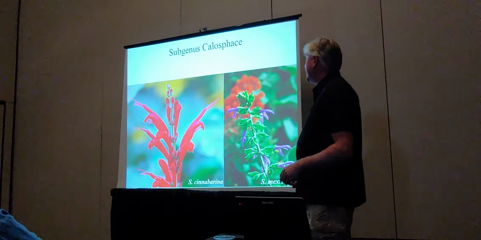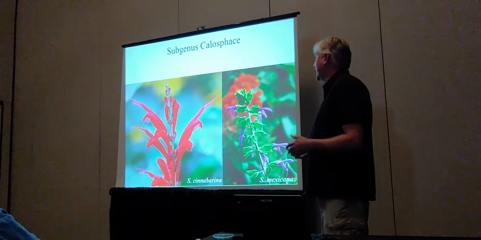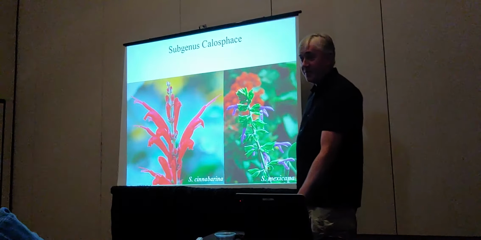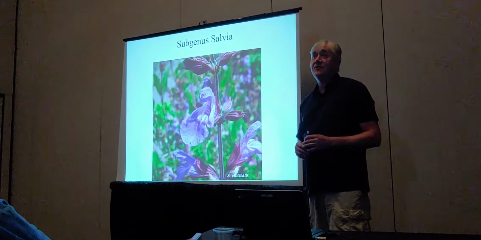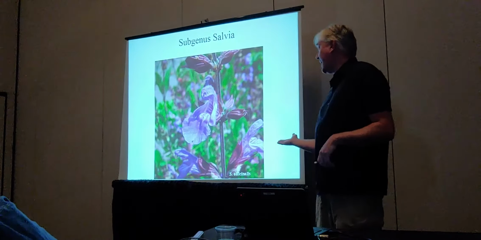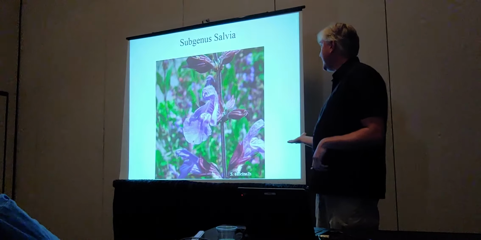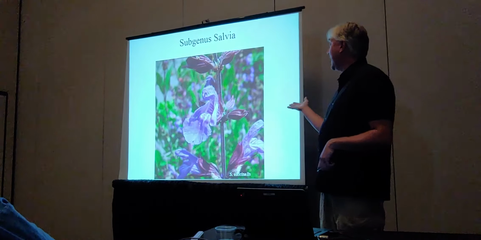The first subgenus we've already named is Calosphace, and this again is Mexican, South American, with about 600 species. The next is subgenus Salvia. This is primarily Mediterranean, Southwest Asian. This also houses the type specimen, Salvia officinalis. So if Salvia were to be broken up, this would be the Salvia clade.